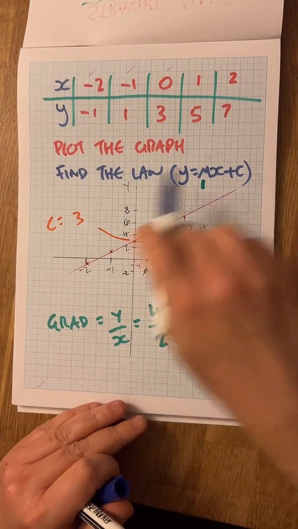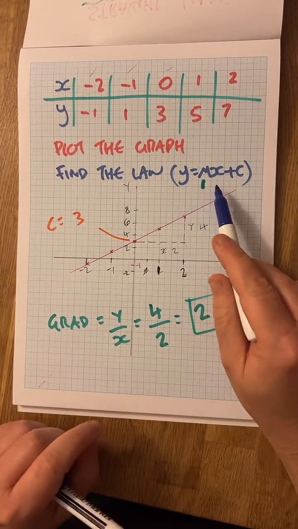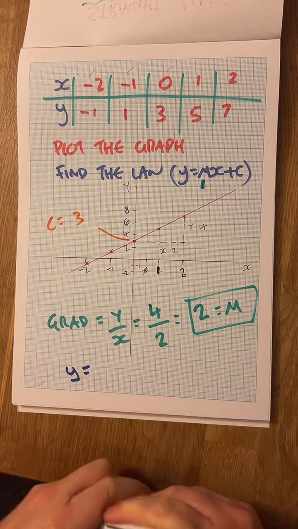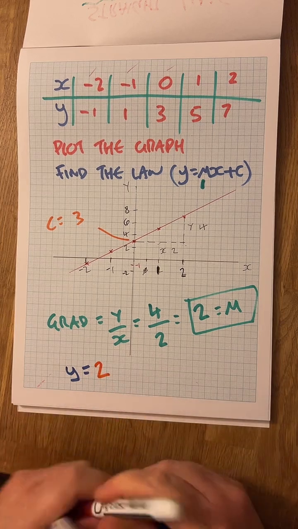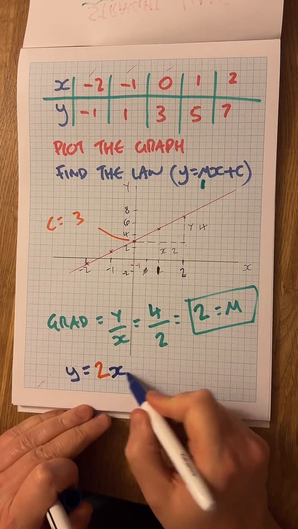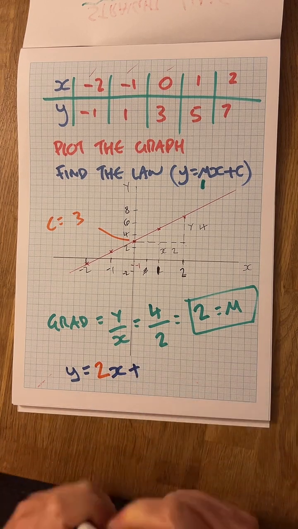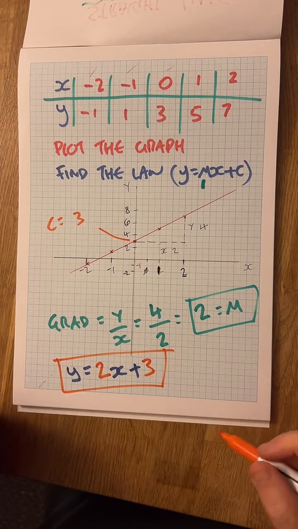So the formula for this straight line, because it's a formula really, a linear relationship, is y equals mx plus c. So y is just y. M is the gradient, which is 2, so I'm going to put a 2 there in a different color. X is just x, so 2x. And then plus c, which is 3. That is the formula for my line.